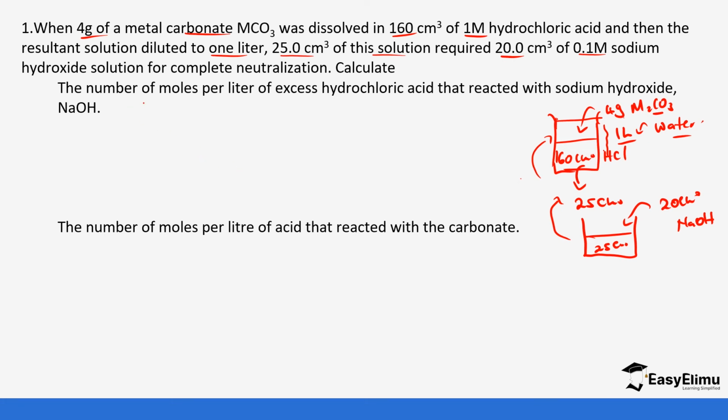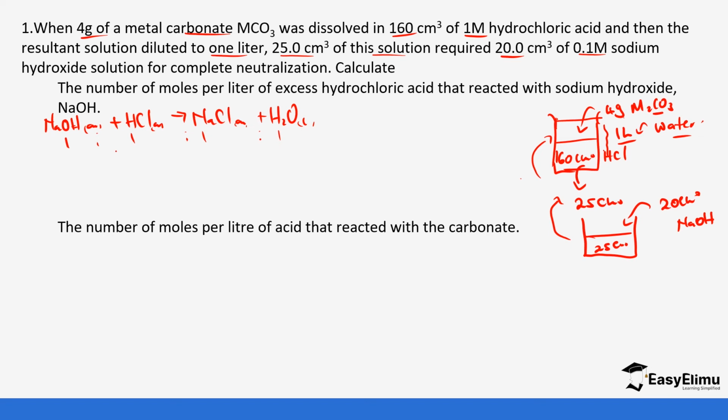Your first question is to calculate the number of moles per liter of excess hydrochloric acid that reacted with sodium hydroxide. We can write the equation: sodium hydroxide aqueous plus hydrochloric acid aqueous forms sodium chloride aqueous and water. This equation is balanced, so the mole ratio is 1 to 1 to 1 to 1.